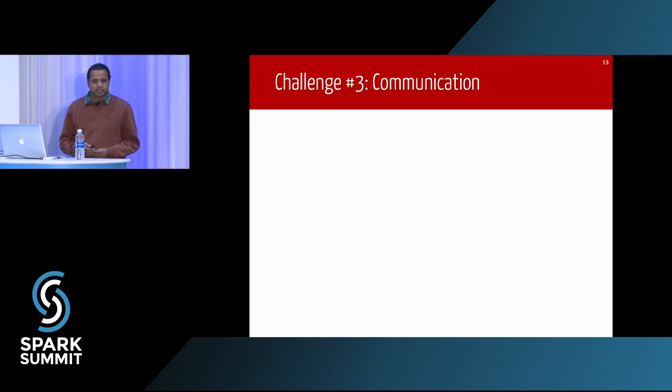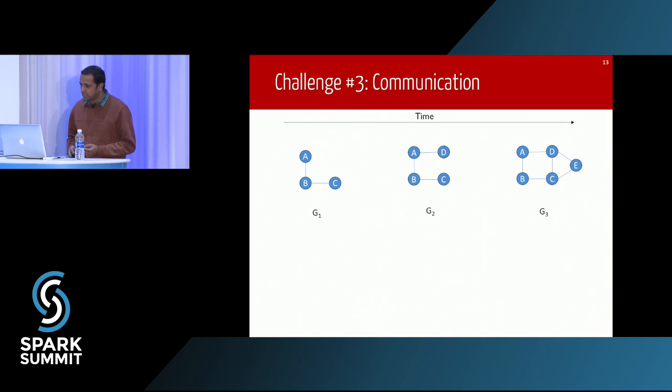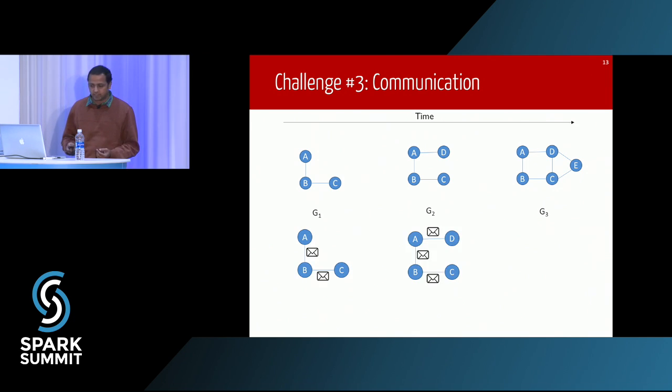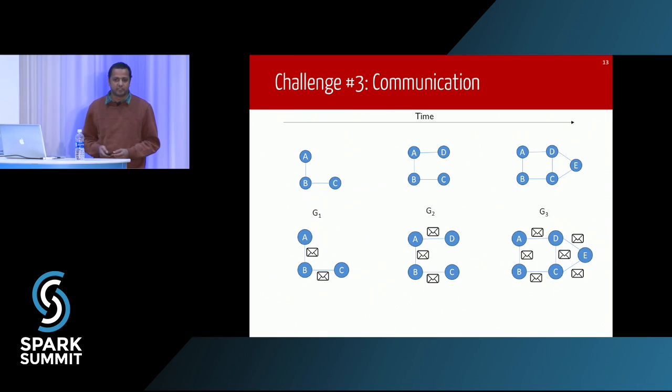The third challenge is that of communication. All the distributed graph processing systems today do computations by exchanging messages between entities of the graph. In the previous example, when we were doing computations on the graph, the framework does that by making graph entities exchange messages. Hence, performing the same computation again and again exchanges the same messages between the entities, thus resulting in a lot of messages being exchanged that are redundant.